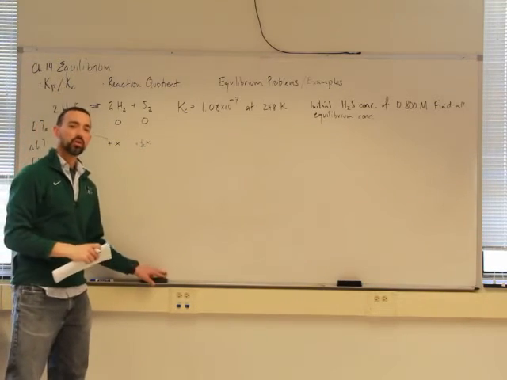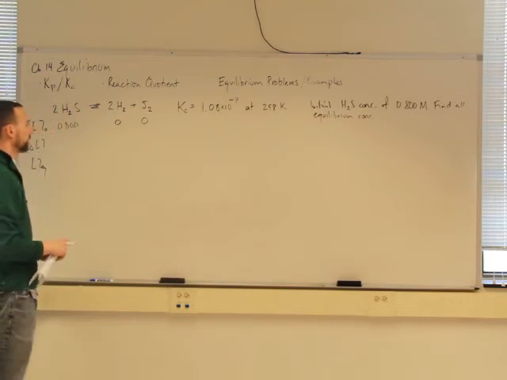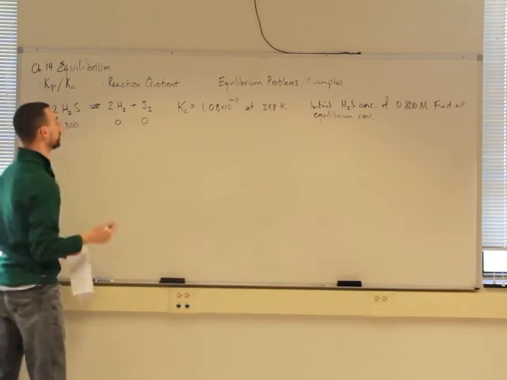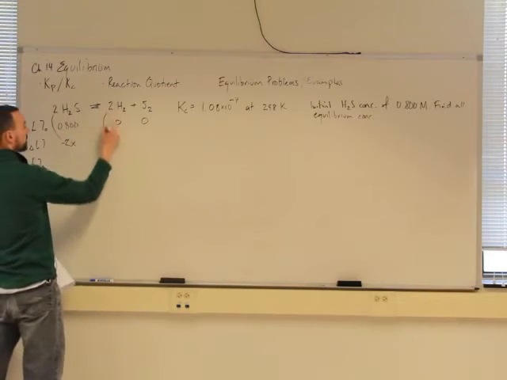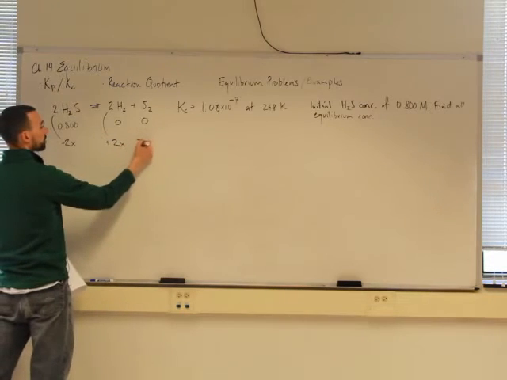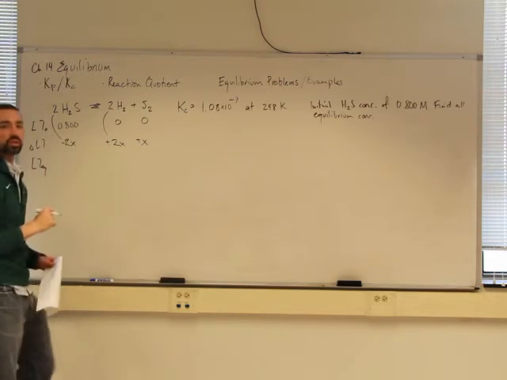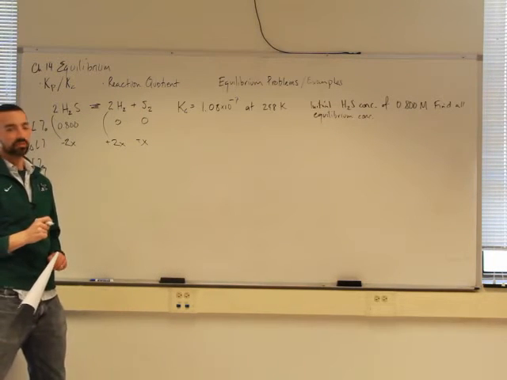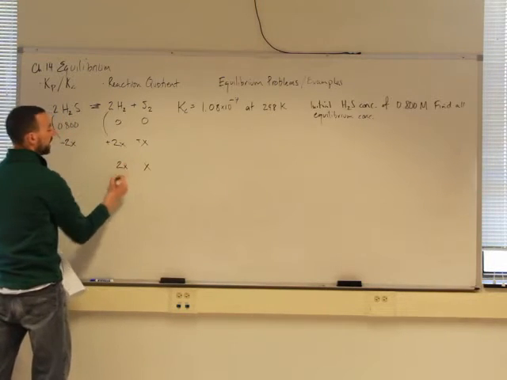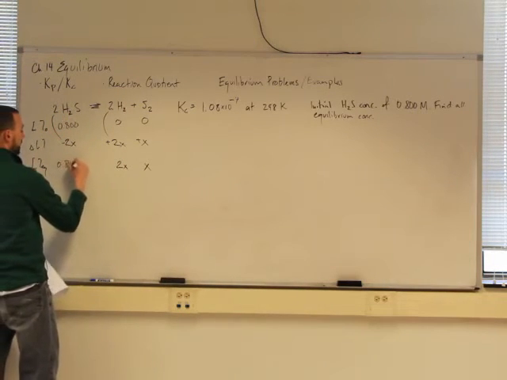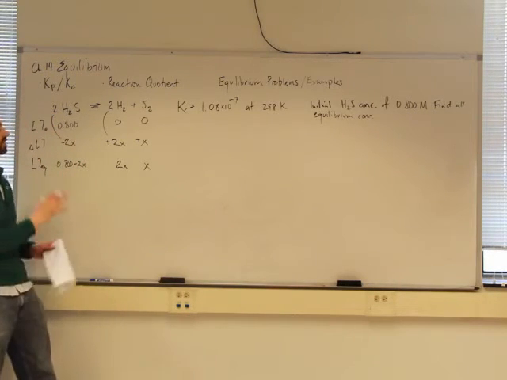Now, if you don't like decimals and fractions, you might want to figure out a different way around that. So a classic thing to do is to just match the coefficients: minus 2x, plus 2x, plus x, and have these numbers immediately match the coefficients in your reaction. And that would mean that at equilibrium, sulfur will be x, hydrogen will be 2x, and hydrogen sulfide will be 0.8 minus 2x. So far, so good, right?